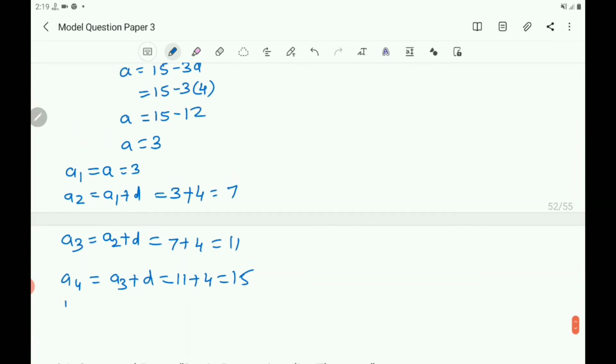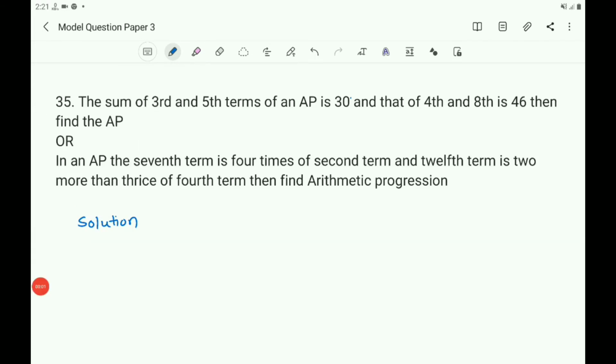Then what is the AP? The AP is, what is the first term? 3. Second term 7. 11. 15. So the first term, second term, third term, fourth term you got 3, 7, 11, 15, and so on. You got the AP for the first question.